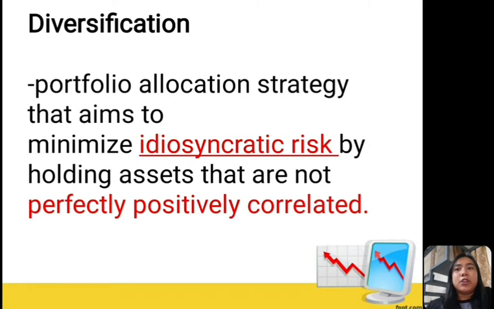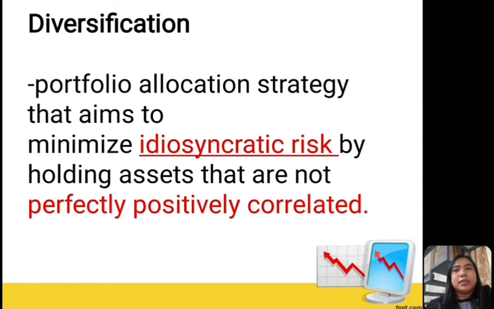Diversification is a portfolio allocation strategy that aims to minimize idiosyncratic risk, or the risk inherent in each investment because of the investment's own unique characteristics, by holding assets that are not perfectly positively correlated, or that are perfectly negatively correlated. Negative correlation is demonstrated when a correlation coefficient is -1. It means that a positive movement in one asset is associated with negative movement in the other.